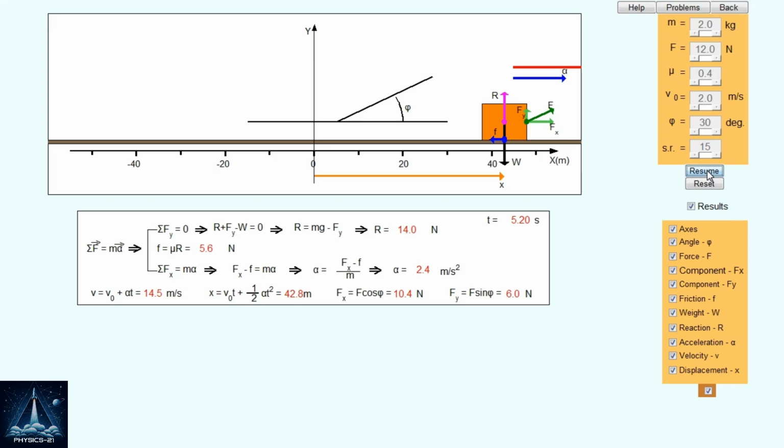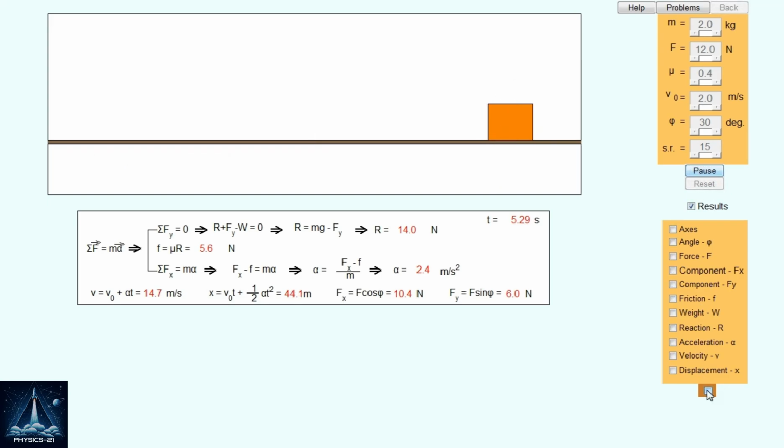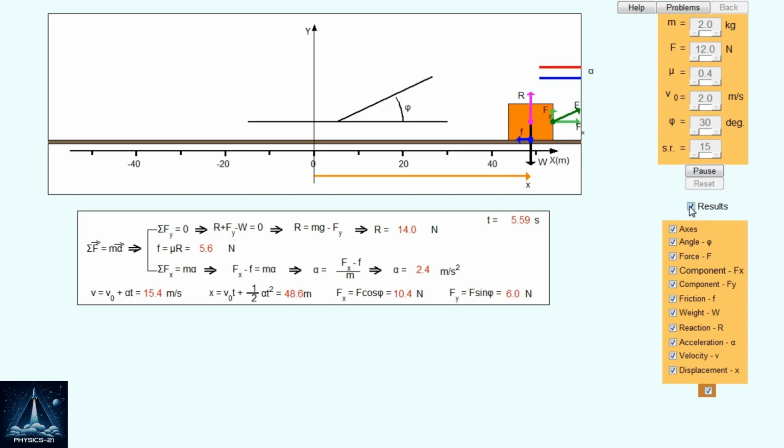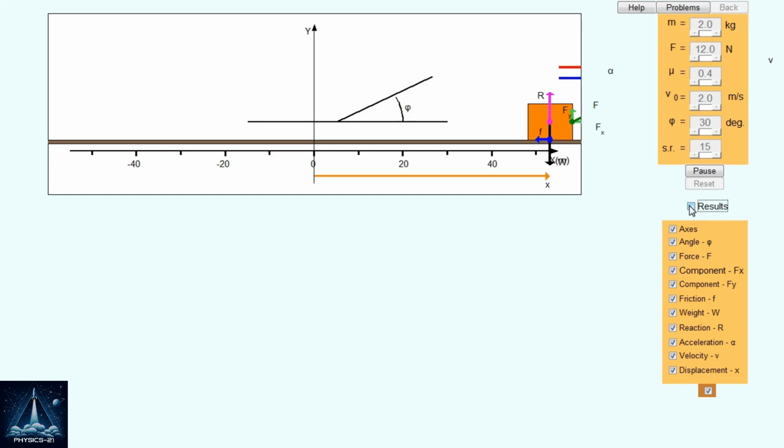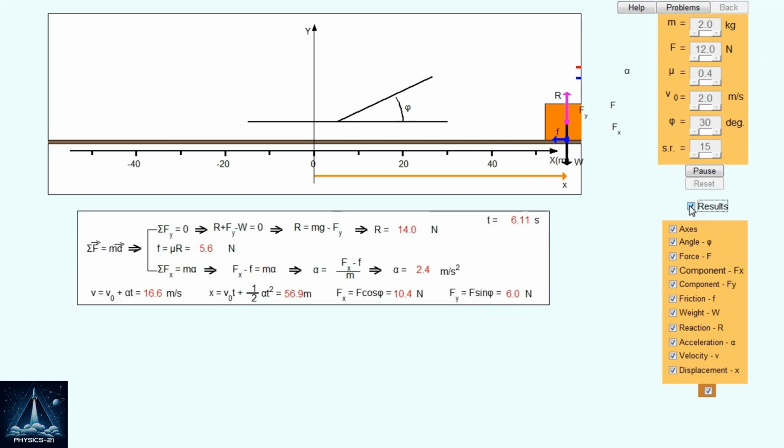We can pause the simulation. We can hide the vector quantities of the phenomenon. We can hide the results table.